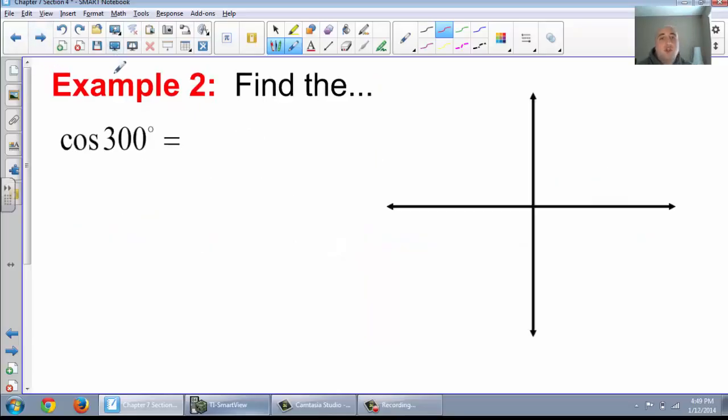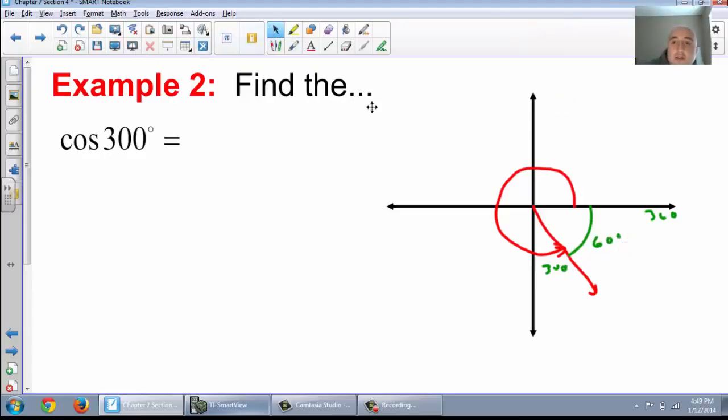All right, let's try another one. Cosine of 300. All right, I'm going to draw 300. Oh, it's probably about right there. Okay, there's 300. Now I need my reference angle. It's the distance to the nearest x-axis. How far away is 300 from 360? Remember, this is 360 and this is 300. So how far is that away? Hopefully you see that that's 60.